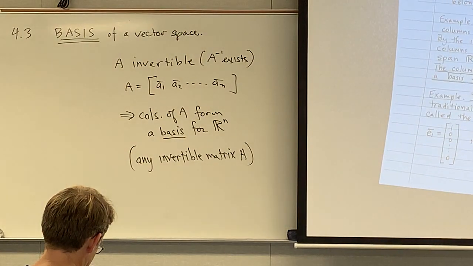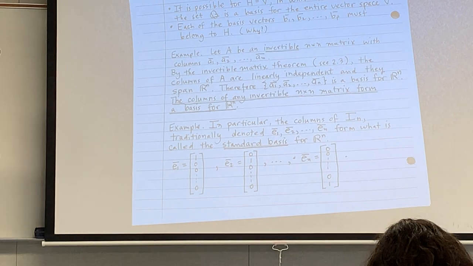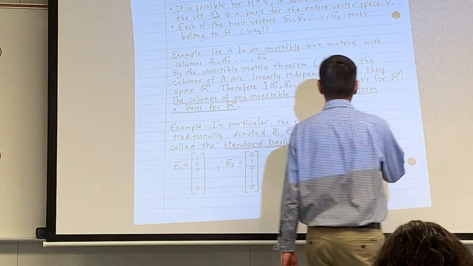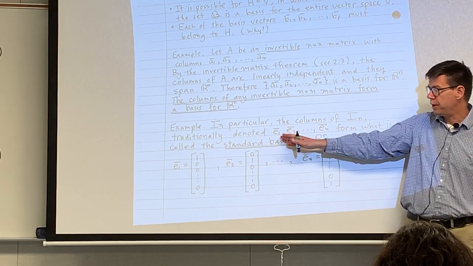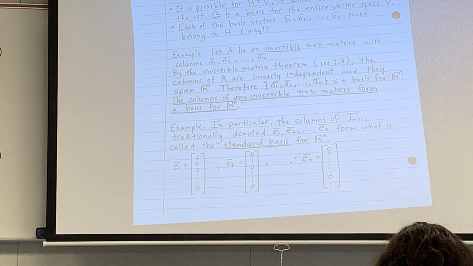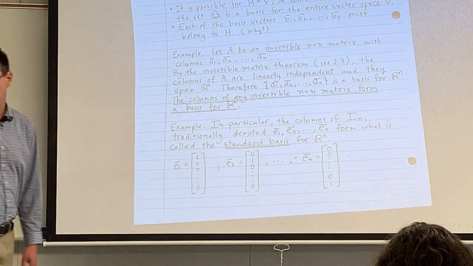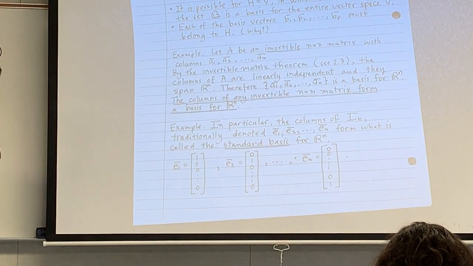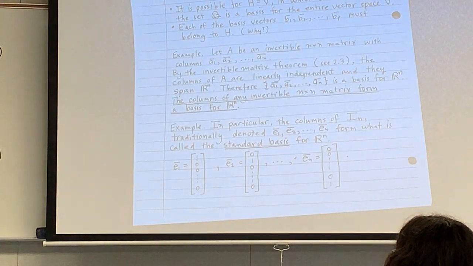And then down at the bottom is a particular example. We could look at the matrix In, right, the identity matrix in n dimensions. We've already talked about how we can denote the columns E1 through En. That's a traditional notation still used. And here they are. So they form a basis for Rn, and they're called the standard basis. Let's turn the page.